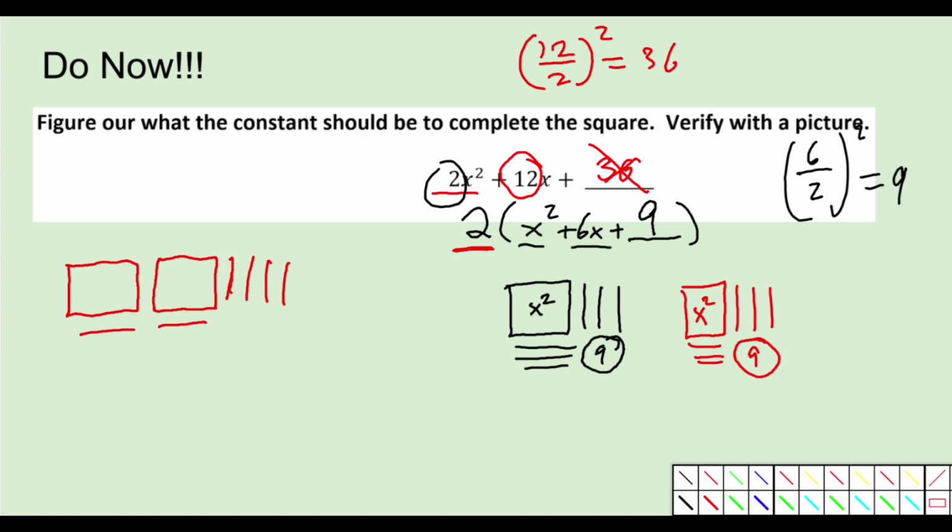So that's going to lead into what we're doing today. The main idea is that when I have ax squared plus bx plus c, a is going to have to be 1 or else we can't complete the square, and that's what we're going to talk about today. All right, thank you.